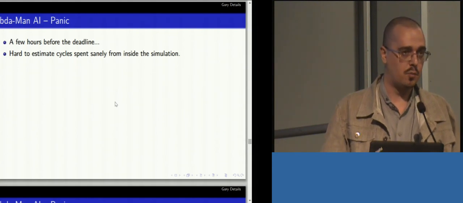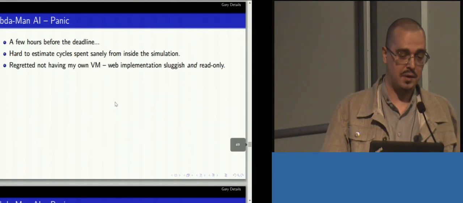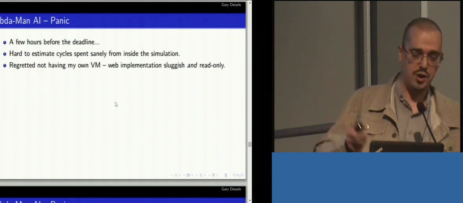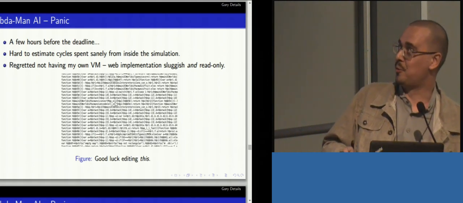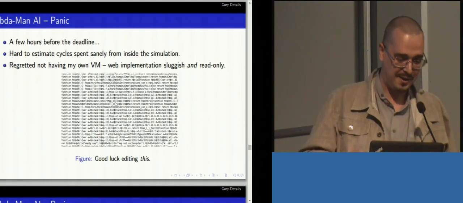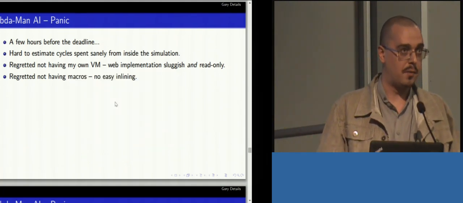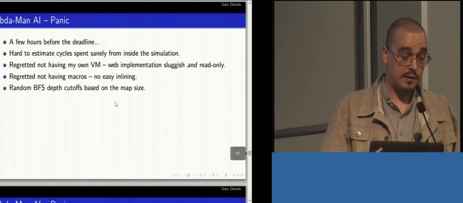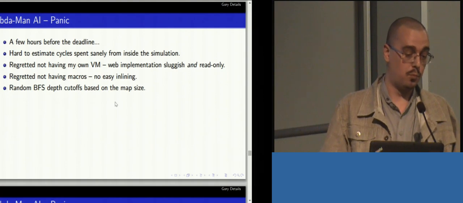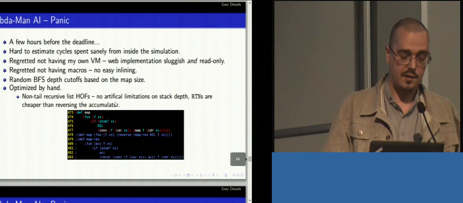It's hard to estimate the cycle counts manually from inside the simulation, and profiling was basically impossible. I used the stock implementation, and it's not read-only, it's really execute-only. As Duncan said, it's Haskell translated into JavaScript, so yeah, good luck. And yeah, I really regretted not having macros, because I had no inlining, only by hand, and this was quite painful. So the one thing I did, I implemented some pretty random cutoffs based on the map size, and it seems to have worked, and optimized quite a lot of stuff by hand.